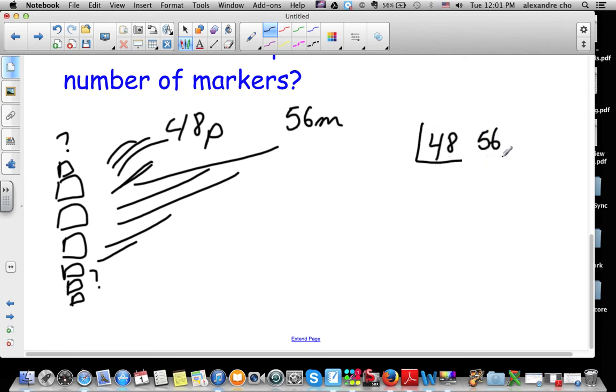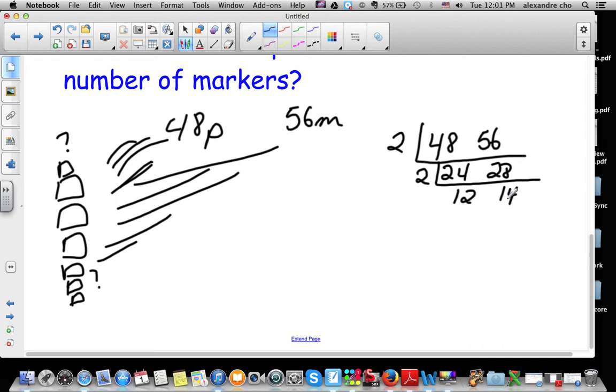I would use the slide method for big numbers, and I would use listing all the factors with a small number. So 48 and 56, think of a number that goes into both. Let's see, 2 goes into both. Probably there's a higher one? Yes, there is. Let's just use 2. So if it's 2, it's 24 here and 28 here. Is there another number that goes into 24 and 28? Yes, and we can use 2 again. 2 goes into 24 12 times, and 2 goes into 28 14 times.